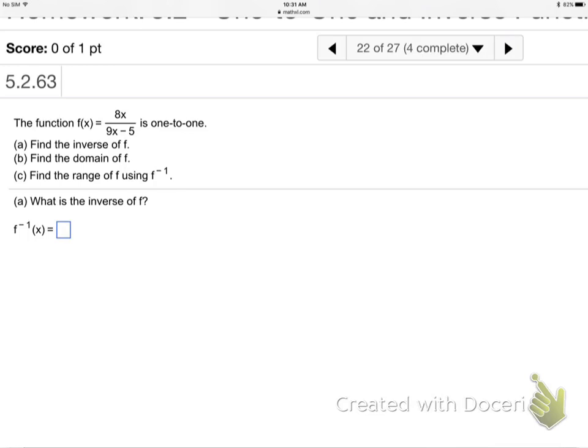This is just a little messier algebra, and this kind of gives people trouble sometimes. So let's try it. y equals 8x over 9x minus 5. So find the inverse. So you know what to do. Switch x and y, solve for y, right?